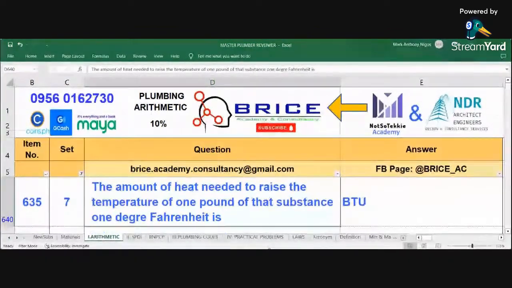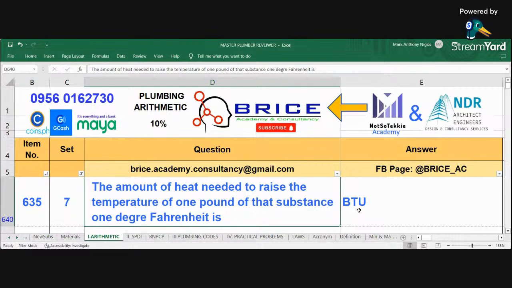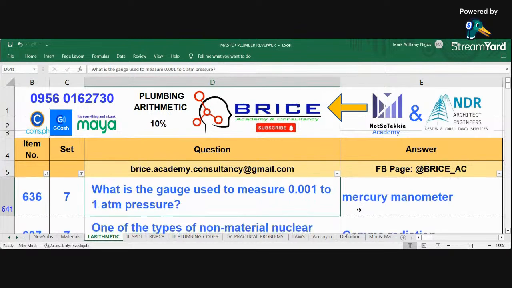635. The amount of heat needed to raise the temperature of 1 pound of the substance 1 degree Fahrenheit is the BTU or British thermal unit.